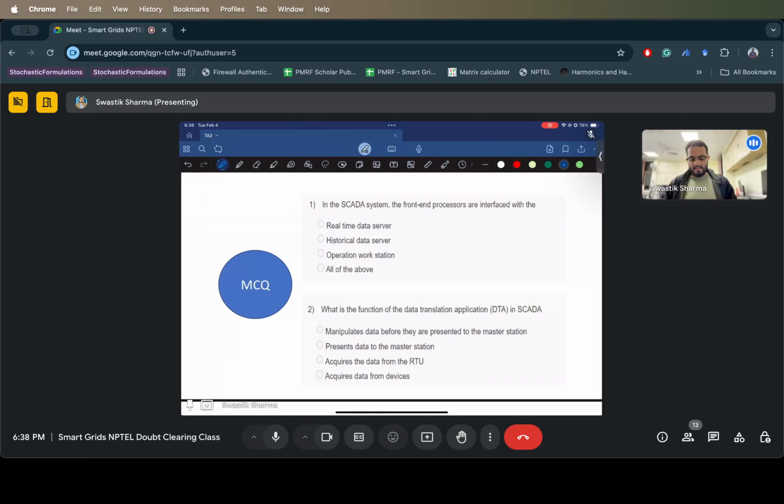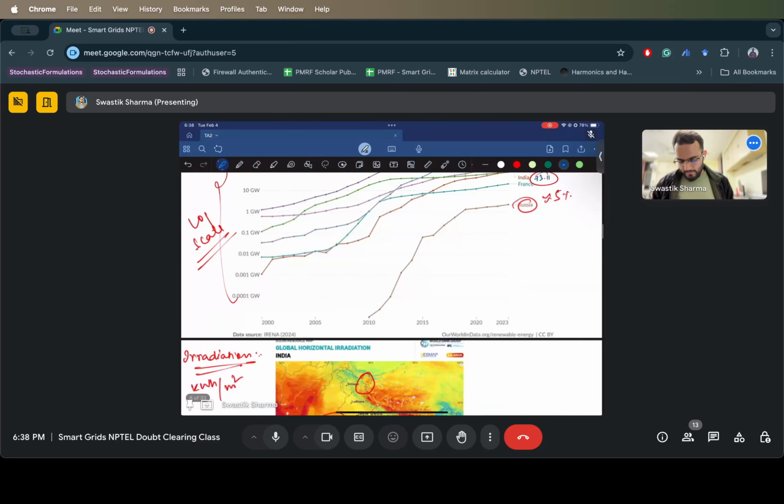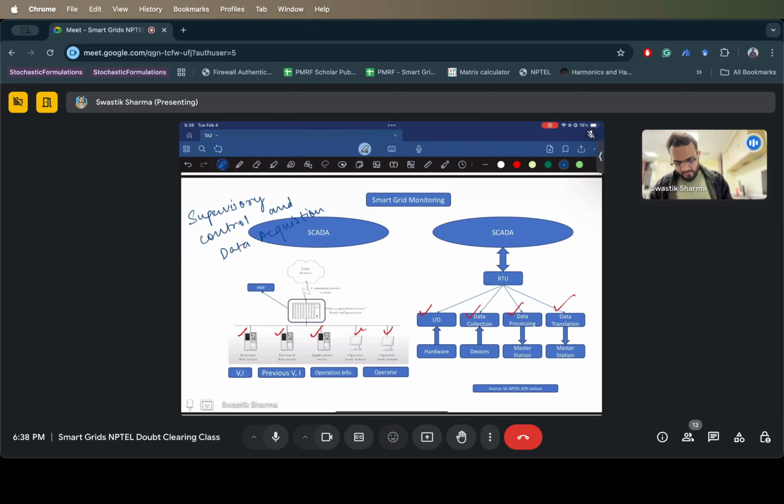What is in the SCADA system? The front end processor is interfaced with what? So let me show you the diagram. So this is the front end processor, right? And it is coupled with what? You have your real-time data server, your historical data server, your application server, and your workstations. These workstations are used to enable the human machine interface. You know what is human machine interface? A human sits and watches these machines, and that's why we call it a human machine interface, right?